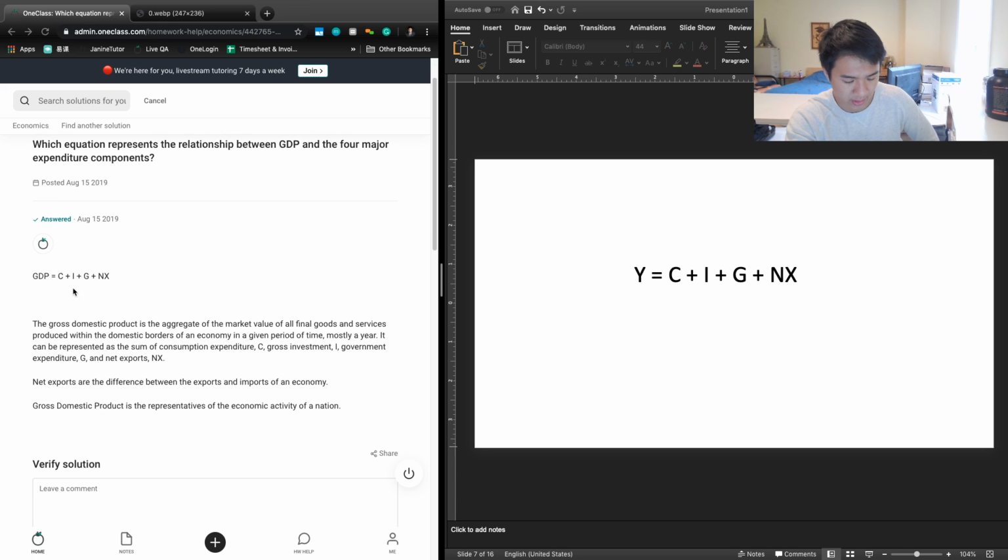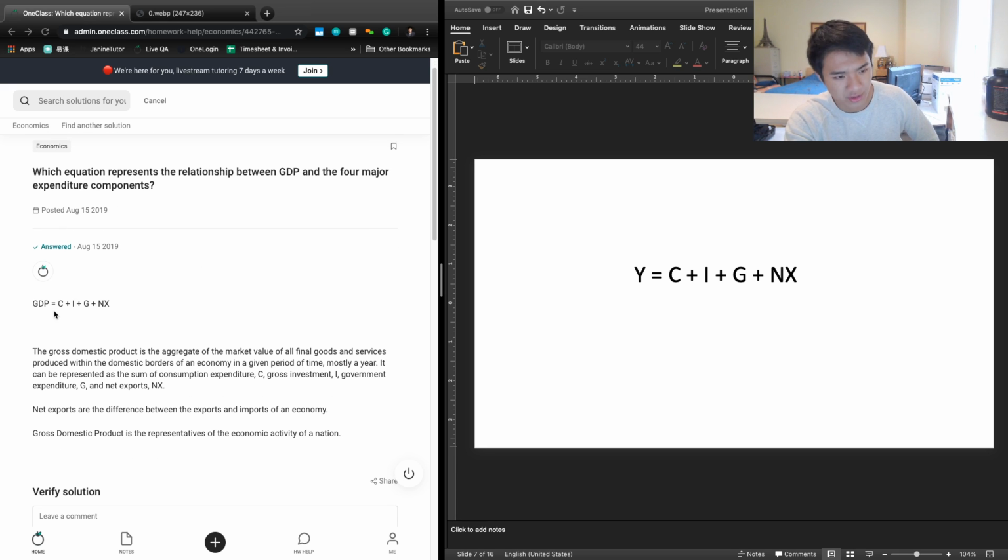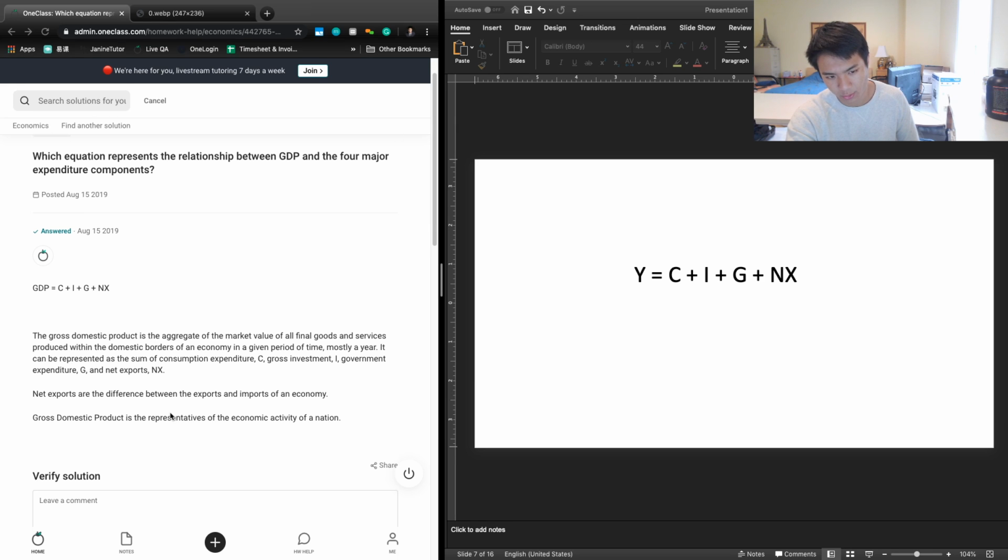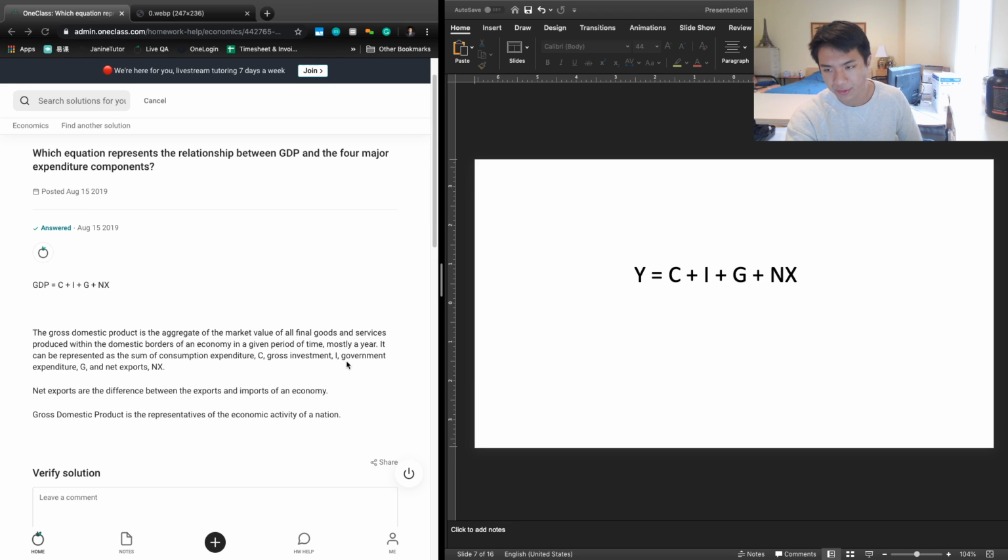Let's take a look at the answer choice given by the tutor. So yep, GDP is equal to C plus I plus G plus NX. This is a very straightforward, just kind of recall question. And so the tutor goes on to explain that GDP is the aggregate of the market value of all final goods and services produced within the domestic borders of an economy in a given period of time, most often in a year. It can be presented as a sum of consumption expenditure C, gross investment I, government expenditure G, and net exports NX, where net exports are the difference between the exports and imports of a country. And GDP is a representation of the economic activity of a nation.